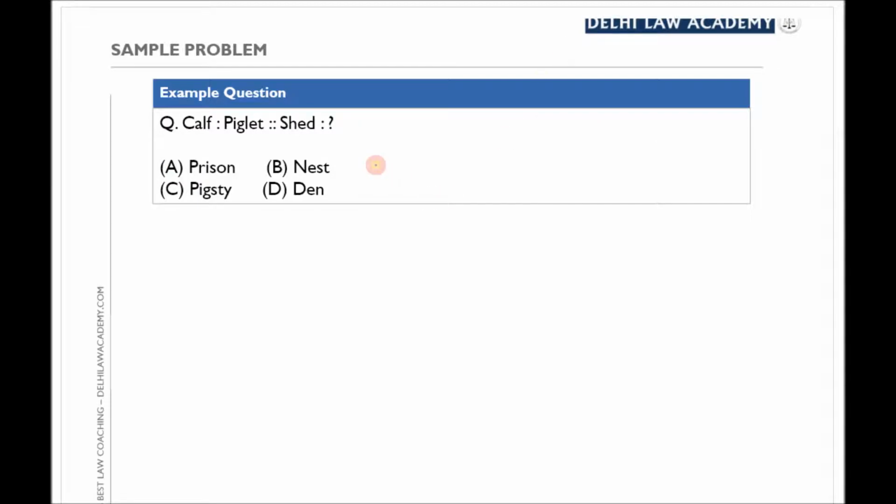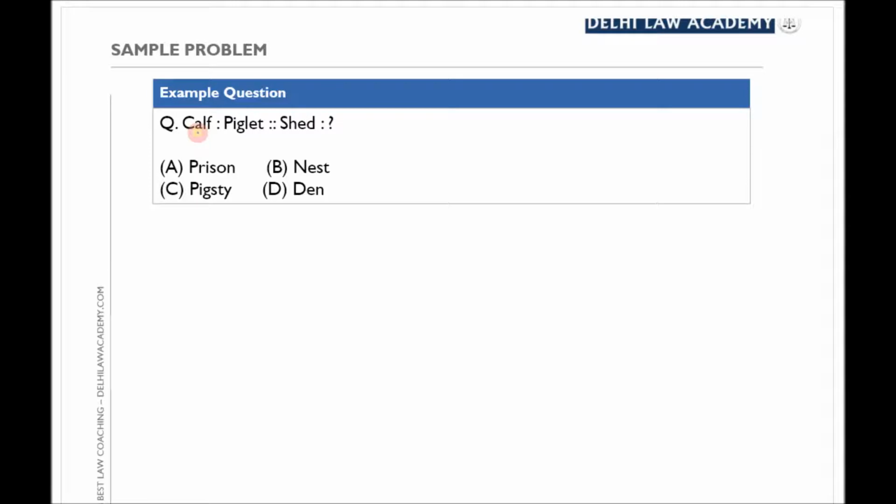Okay, next question. So now we have three items. We have calf, piglet, and shed. And the relationship between calf and piglet doesn't seem to make much sense, because if you look at the choices, you have prison, nest, pigsty, and den. And all these are places of residence. They're not related to animals, right? Prison is where human beings live, pigsties are where pigs live.